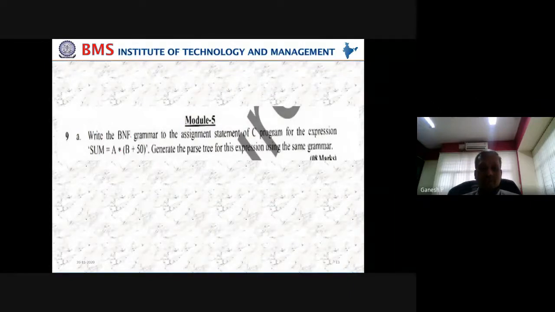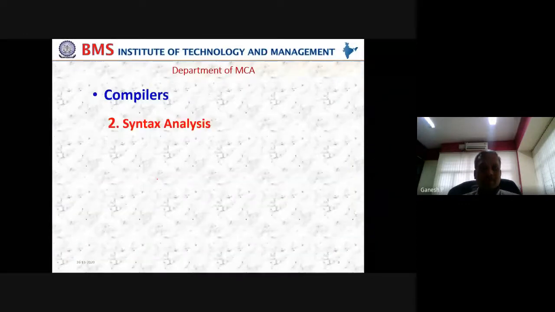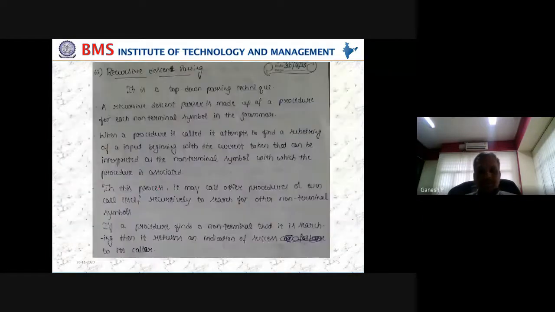Since it is given already, for this expression you can simplify this grammar. You need not have such a complicated one. So assignment statement, ID is equal to expression. This is valid here. You can copy this as well. The BNF grammar for the given statement is assign is equal to ID equal to EXP. So on the left hand side there is sum, on the right hand side there is an expression. So what can this expression be? What is given in the question now?